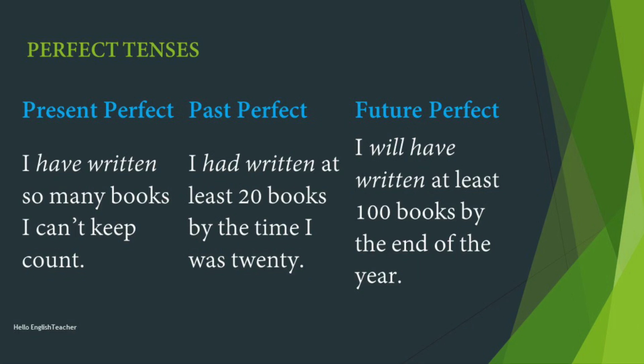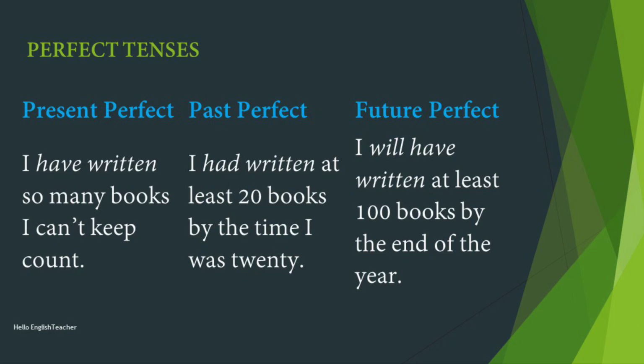Now let us look at the example given here. I have written so many books, I can't keep count. So, have is used here, and the past participle of the verb write is written. Have plus written is the present perfect tense. Because it is I, we say I have written. If it is she, we say she has written. If it is they, they have written. So, have or has plus the past participle form is called the present perfect tense, and it is used to talk about some action that has happened until now. No specific time is given.